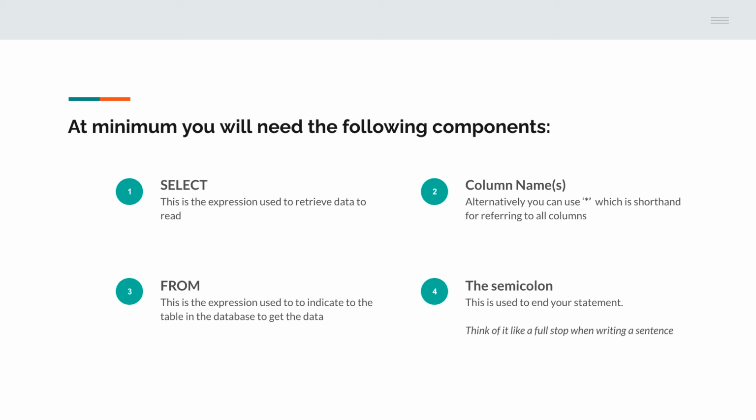At a minimum, you'll need the following components: the select expression, the column names, the from expression, and this expression is used to indicate the table in the database to get the information from, and the semicolon, which is used to end your statement.